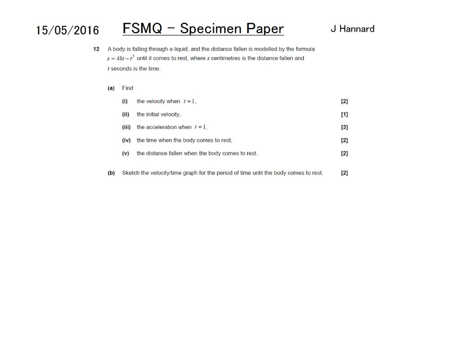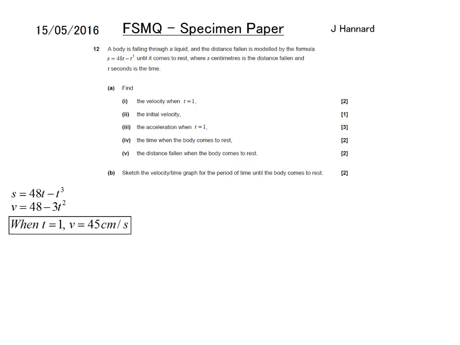Question 12 then. A body has fallen through a liquid, and the distance fallen is modelled by the formula S equals 48t minus t cubed until it comes to rest, where S centimetres is the distance fallen and t seconds is the time. So find the velocity when t equals 1. Well, the relationship between displacement and velocity is through differentiation. So we get v equals 48 minus 3t squared, once we bring the power to the front and knock 1 off the power. And we want the velocity when t equals 1, so we put a 1 through, and we get 45 centimetres per second.